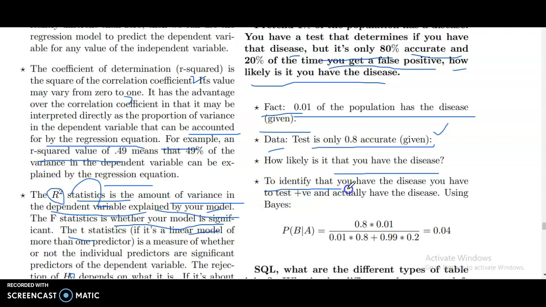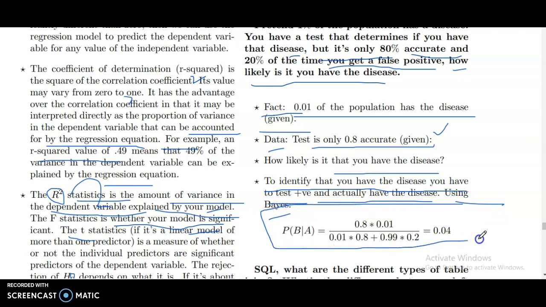To identify that you have the disease, you have to test positive and actually have the disease, using Bayes theorem. Here it is applied: P of B given A, multiplying the same value here with the value here, and then adding 0.9 times 0.2, we get a probability of about 0.04.